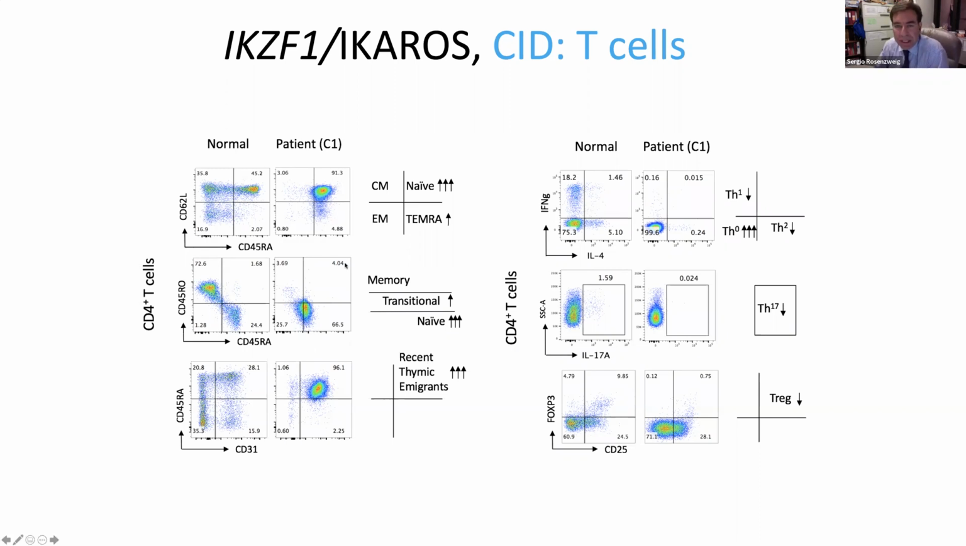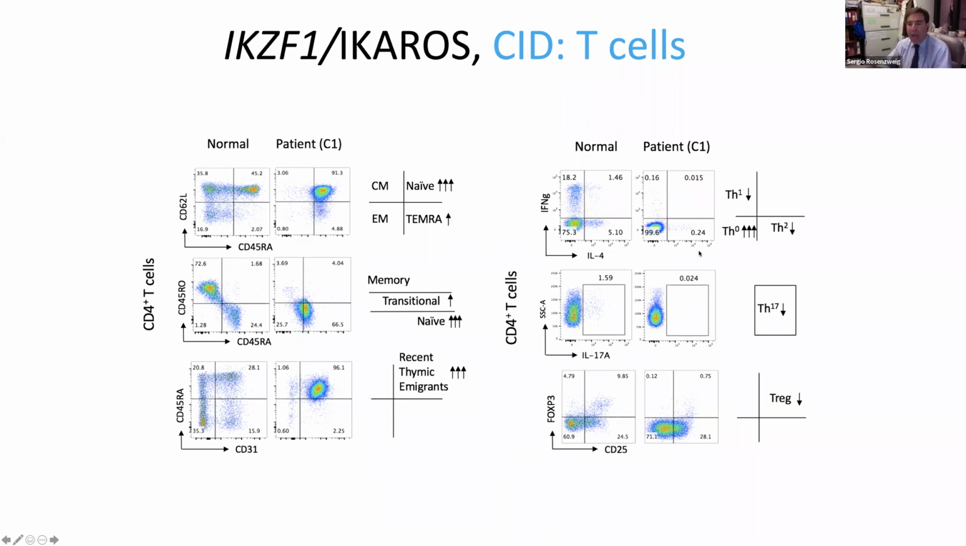In terms of T cell commitment, you can see here we are looking for interferon gamma as a marker for Th1. We're using IL-4 as a marker of Th2, and we're using IL-2 as the marker of Th0, and that was the only one. You can see that in the patient most of the cells were Th0. So they have very few Th1, very few Th2. Also, Th17 were reduced and Tregs were reduced.